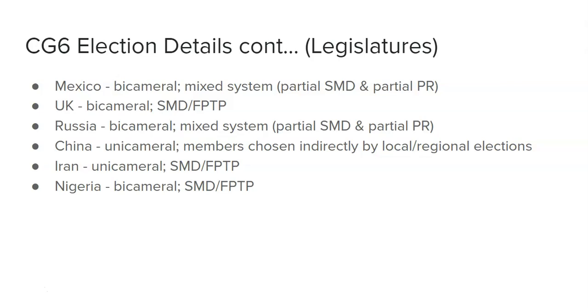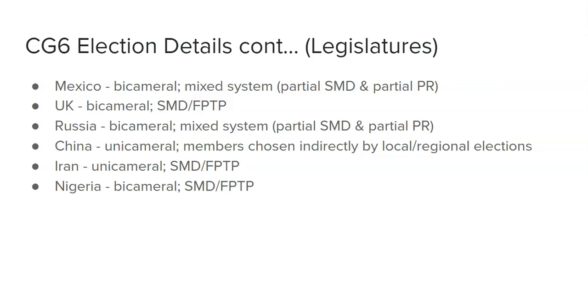These members are chosen indirectly by local and regional elections. Iran is unicameral, the Majlis as well, and they are elected single member district or first past the post. Please remember that they also are vetted, even the people who run for the Majlis.